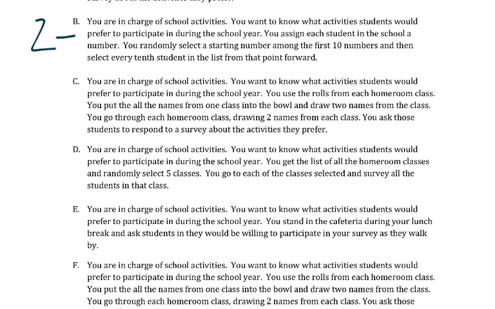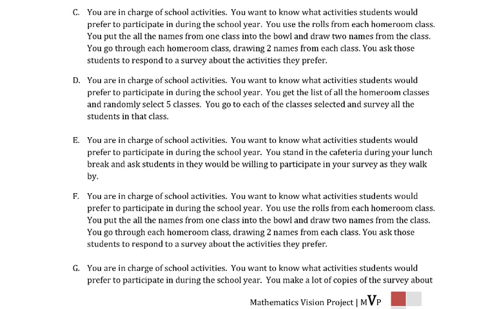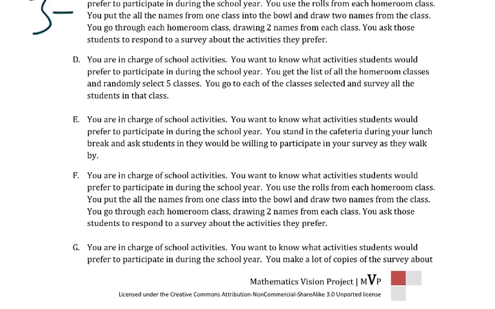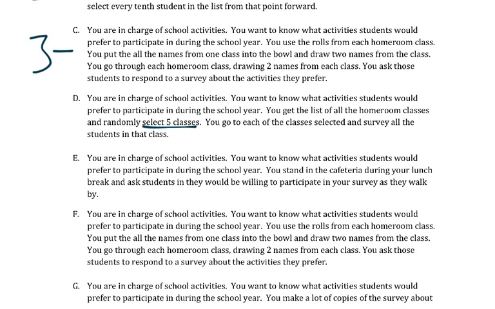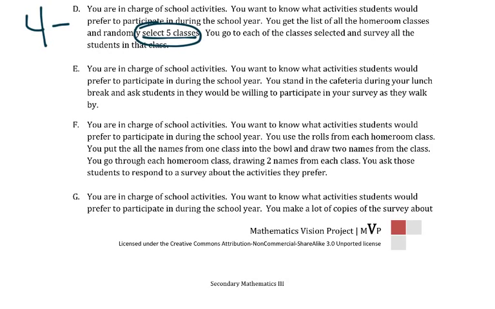Okay, C, you're in charge of the school activities once again. So you use the rolls from each class. You put all the names from one class in a bowl and then draw 2 names. This would be the stratified, so that is 3. Okay, D, you're in charge of those students who would prefer to participate, you get the homeroom classes and select 5 classes. See the difference between C and D? This one is cluster because you're picking people in a whole class. This one you're picking a few out of each class, so it's stratified.